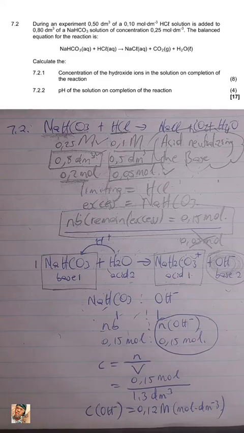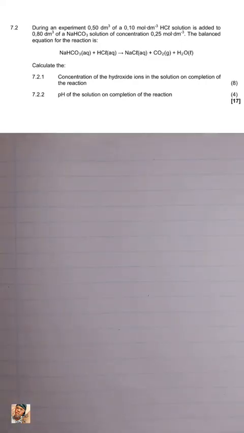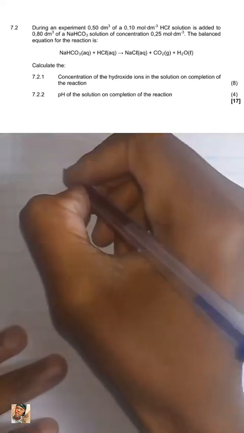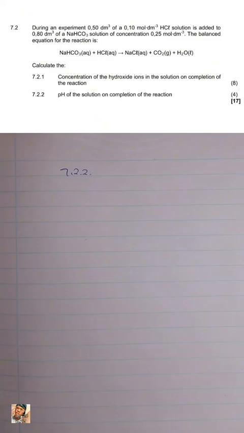All right, now let us go to 7.2. We are on the next page because I ran out of space on the previous page. So what I meant is 7.2.2, not just 7.2. That was 7.2.1. 7.2.2 says, calculate the pH of the solution on completion of the reaction. So I have to keep in mind the information that I had initially calculated in order to determine the pH of the solution after the completion of the reaction.